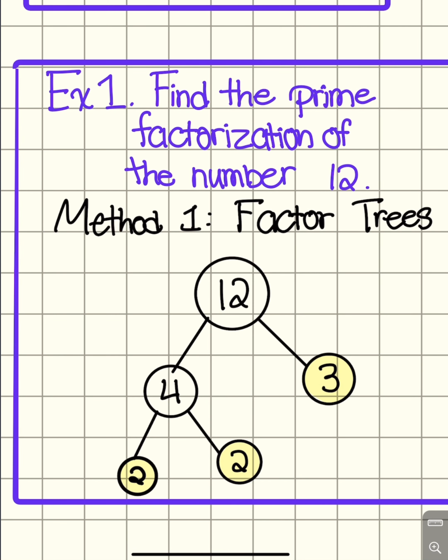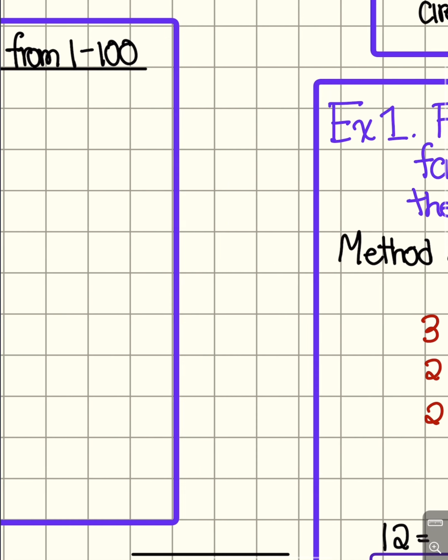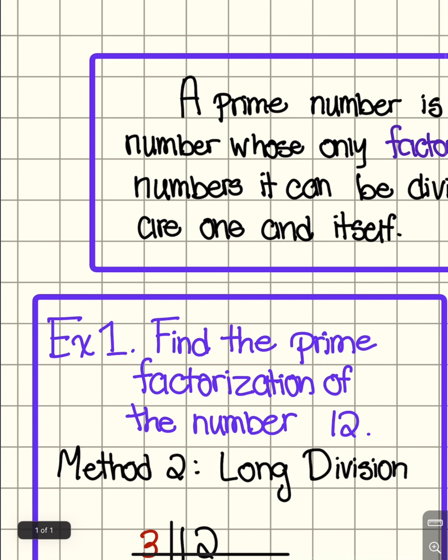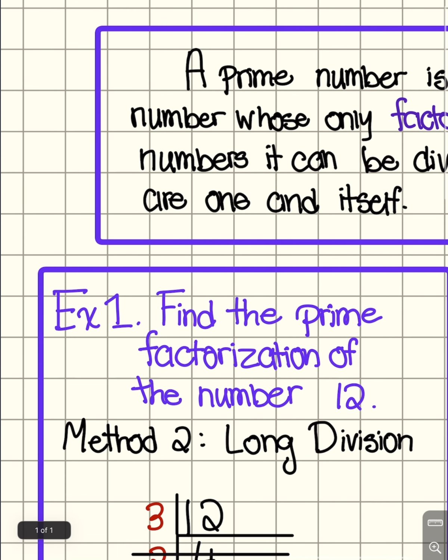There's also a second method that I like to use to talk about prime factorization, and it's not really long division, but I call it long division because it kind of looks like that. And what you're going to do is start with the number that you're given, in this case 12, and continuously divide it by prime numbers. It doesn't have to be the biggest number, just any prime number until you can get to 1. So in this case, I see 12 and I know for sure that 12 is divisible by 3 and 3 is a prime number. So I'm going to divide 12 by 3 and it gets me to 4.